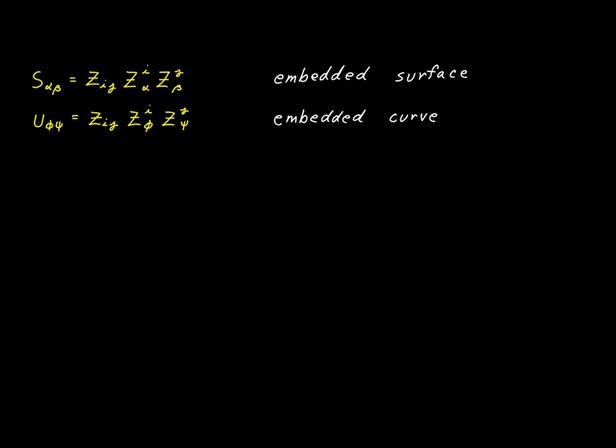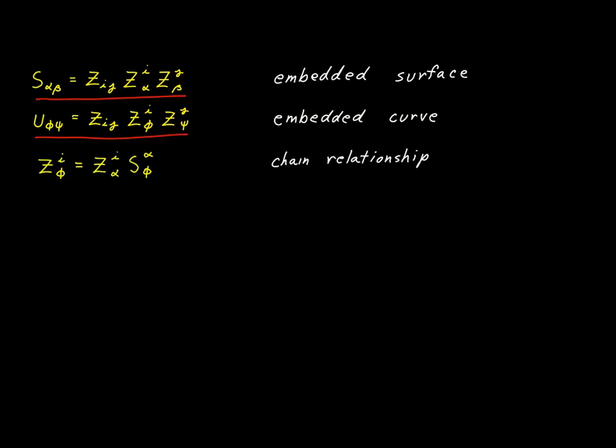Recall what we discovered in video 92. This relationship tells us how a surface is embedded in the ambient space. This one tells us how a curve is embedded in that same ambient space. What we discovered is that we can combine these two expressions along with this chain relationship to derive this expression, which tells us how the curve is embedded in the surface.